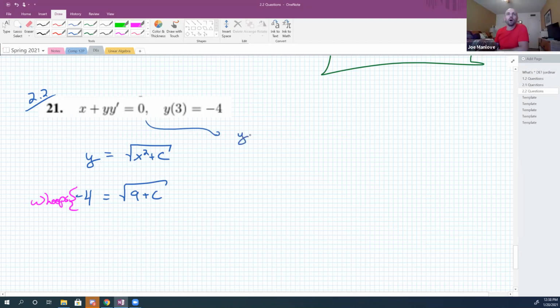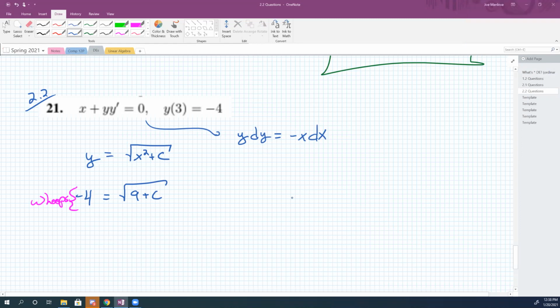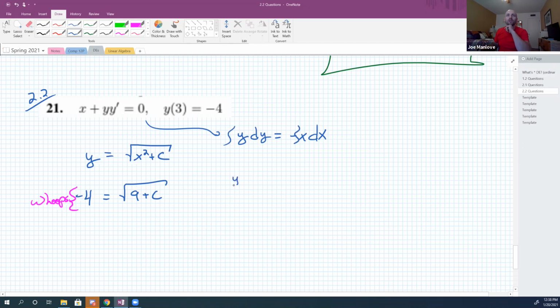So I think I have y. Let me say that as y dy is minus x dx. Everybody with that for separating? I subtracted x to the other side, multiplied both sides by a dy. Then I want to integrate. So I'm going to get y squared over 2 is minus x squared over 2 plus c. Everybody on board with this?